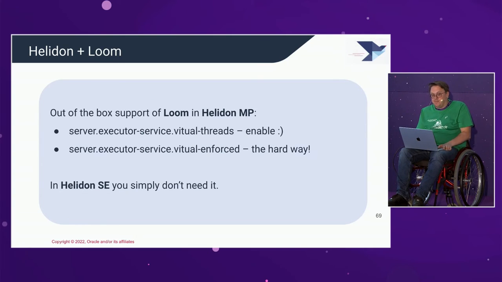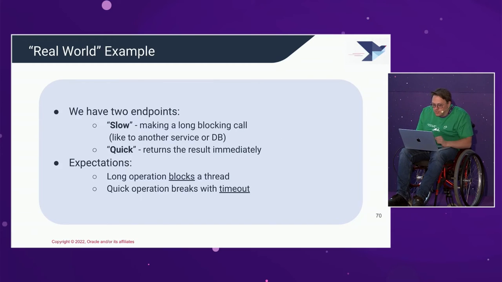For us in Helidon, you just need a property to say, okay, go to virtual threads, and it will pass all the blocking threads through virtual executors. Only one property, and you can actually enforce it. And this is awesome. For Helidon SE, you actually don't need it because it's not blocking by its nature. But for Helidon MP, you can do this.